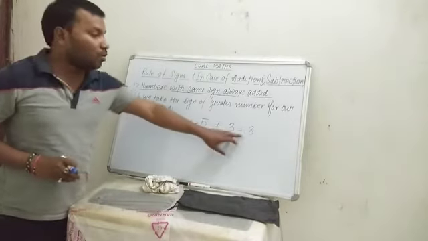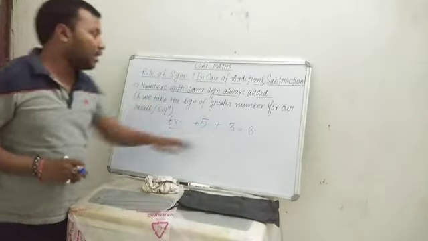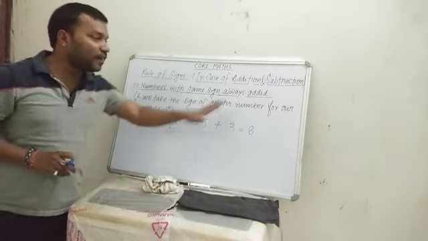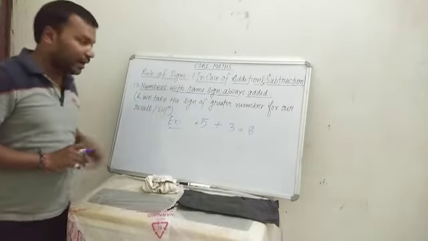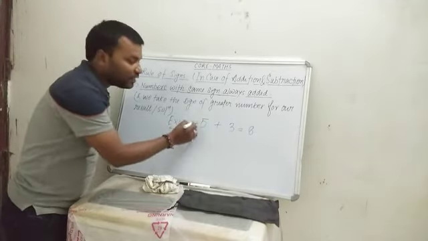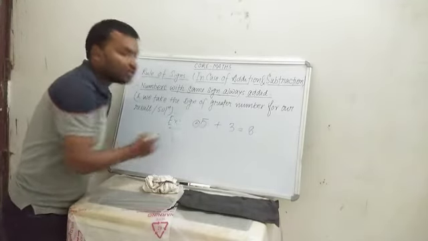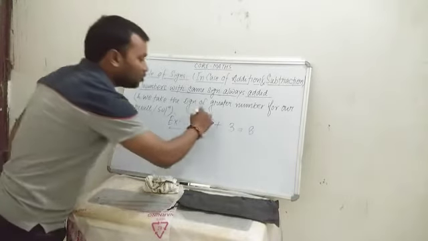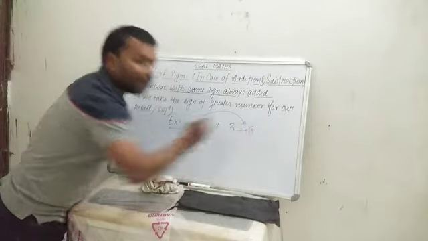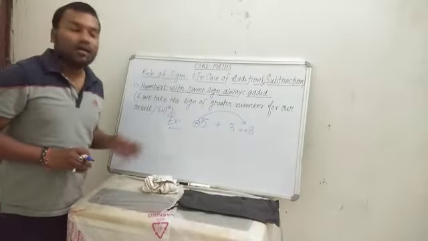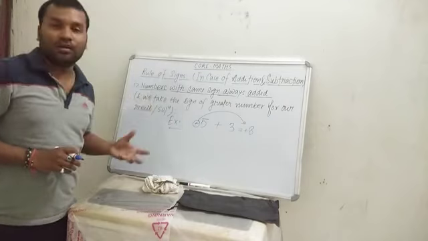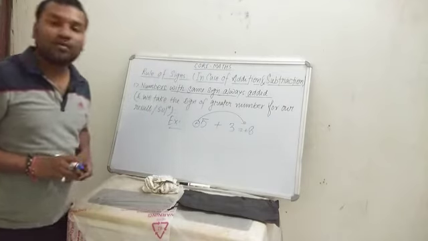Now, what will be the sign of 8 here? As the rule says, we take the sign of the greater number for our result. What is the greater number here? 5 is the greater number, and what is the sign of 5? Plus is the sign of 5. So we will take this sign for our result. That is, the sign of 8 will be plus. Let's try to make this concept clearer with one more example.